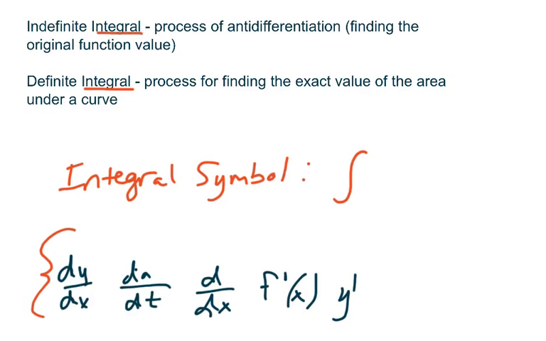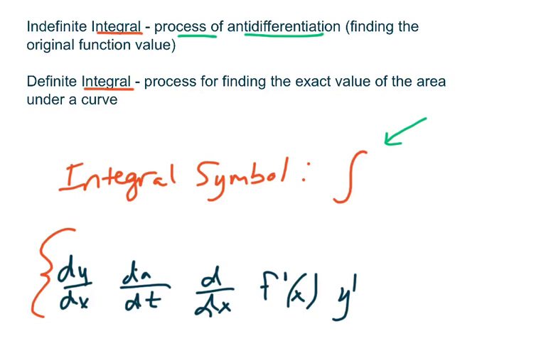But now if I see this integral symbol, that means that we're going to be going in the opposite direction, dealing with the antiderivative. So let's go back to these definitions for a second. The indefinite integral, that's what we're going to talk about today. This is the process of antidifferentiation.